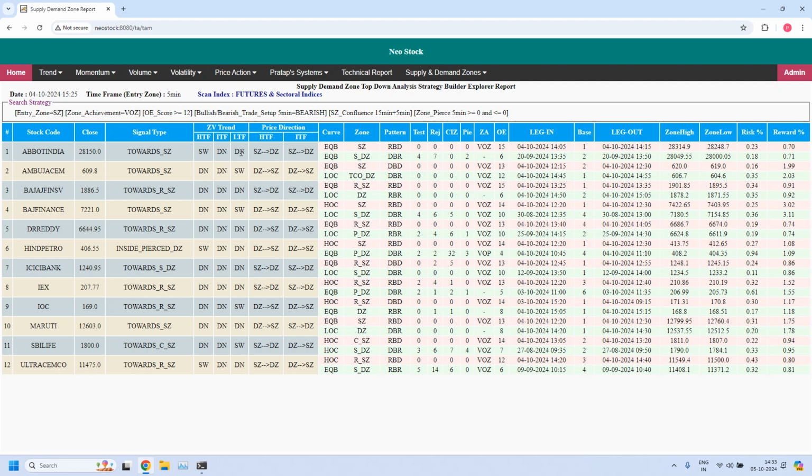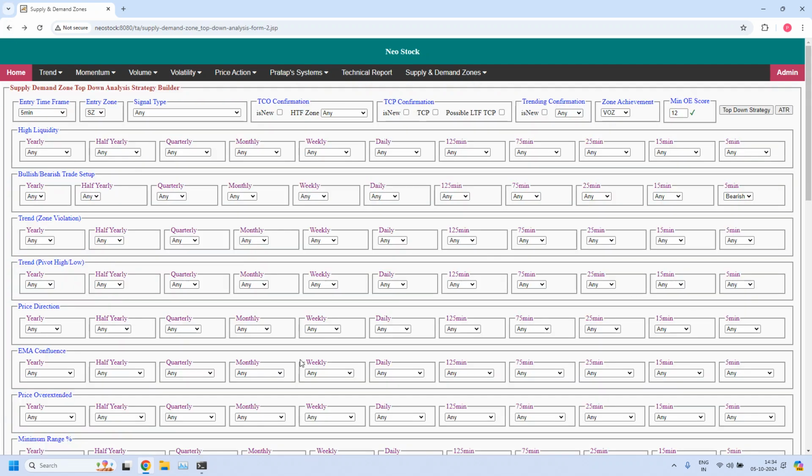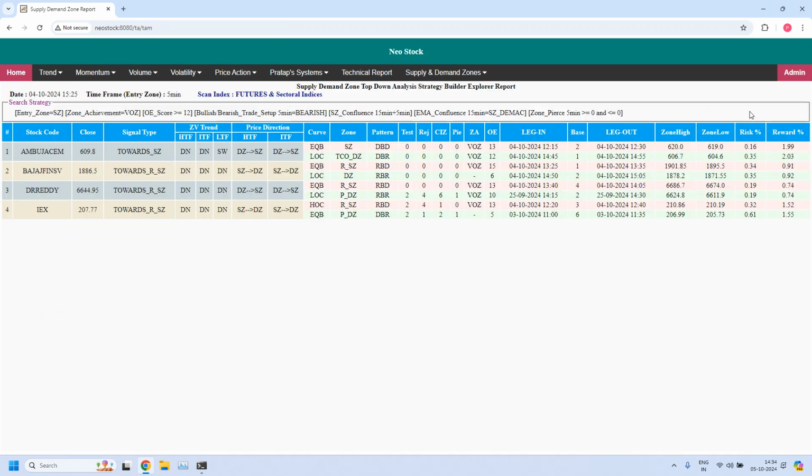And these 15 minute supply zones are having downtrend. If any of these 15 minute supply zones are having a daily EMA confluence, it's a high probability setup. Let's verify. In the EMA confluence, at 15 minutes time frame, 15 minute supply zone with daily EMA confluence. Enable the filter. Let's verify. Very good. For these 4 stocks, the 15 minutes supply zones are having a daily EMA confluence. They are high probability setups.